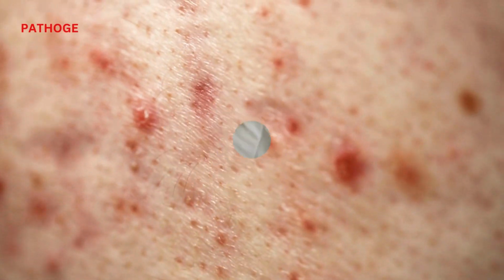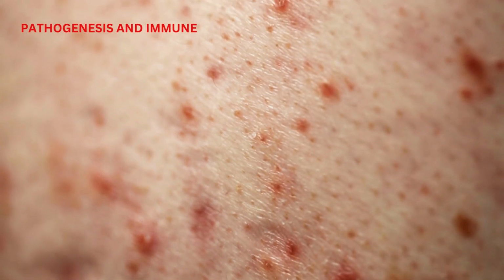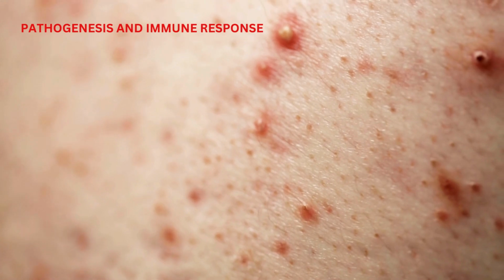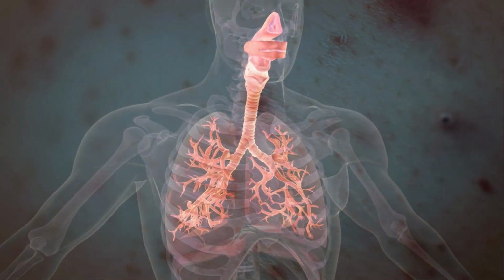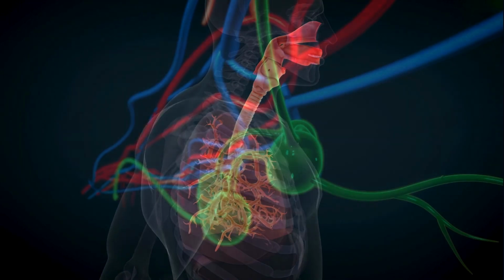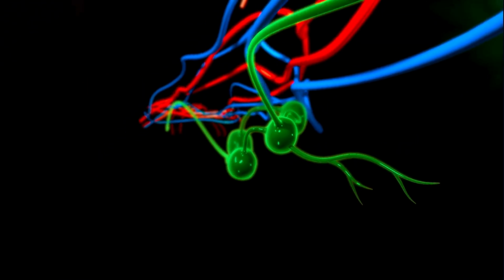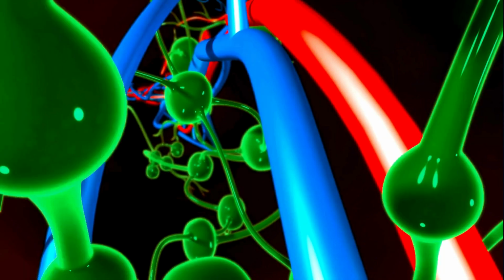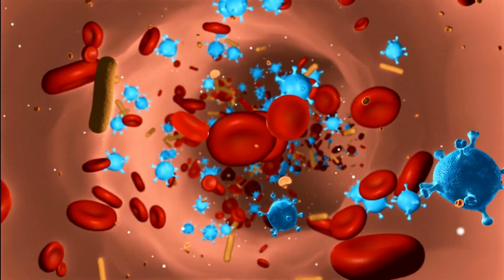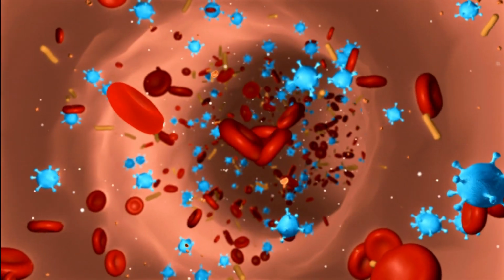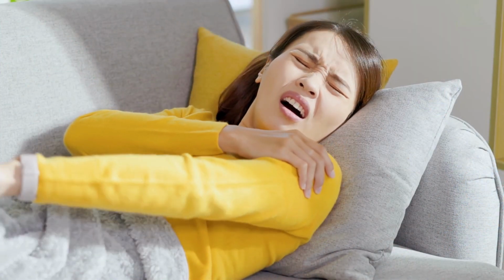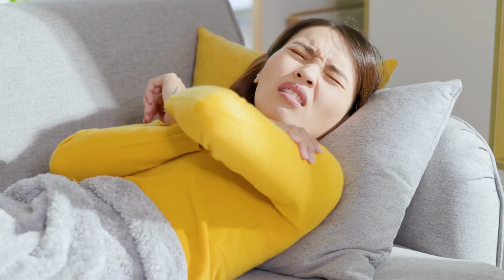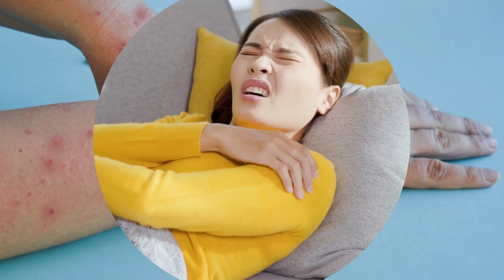Pathogenesis and immune response. After entering the body, the virus replicates at the site of entry, like the skin or respiratory tract, and then spreads to local lymph nodes. This can lead to viremia, where the virus enters the bloodstream and spreads throughout the body, causing symptoms like fever, headache, and muscle aches. One of the hallmark symptoms of monkeypox is the appearance of skin lesions.